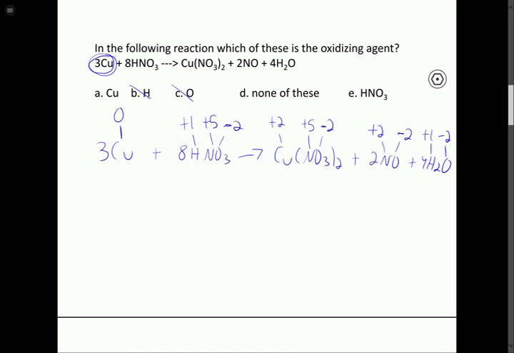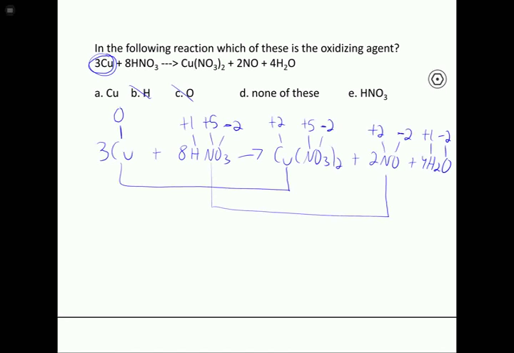We find the ones that are changing. Copper is going from 0 to +2, and then we have nitrogen. Again, we have 2 roles for nitrogen. Some of them are changing their oxidation number, some of them aren't, but we do have a nitrogen going from +5 to +2. So when we look at this, if we want to assign oxidizing and reducing agents, copper's oxidation number is increasing, which makes it the reducing agent.